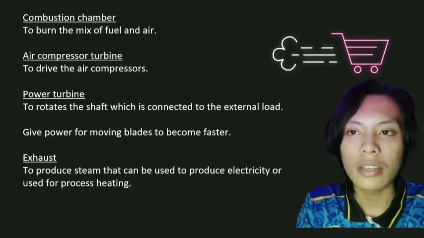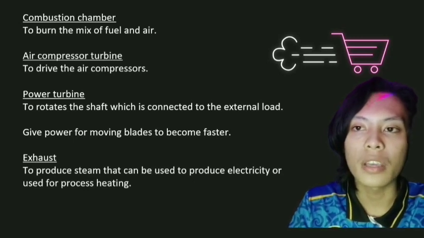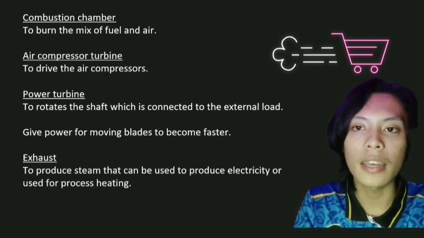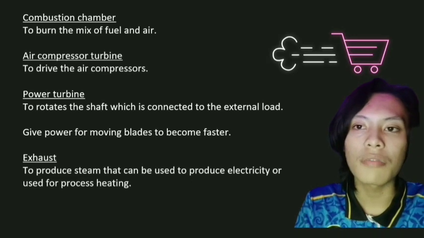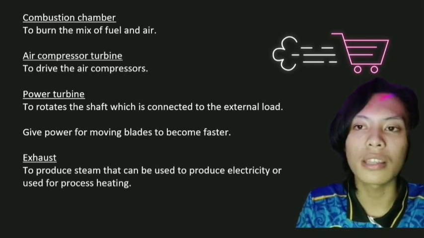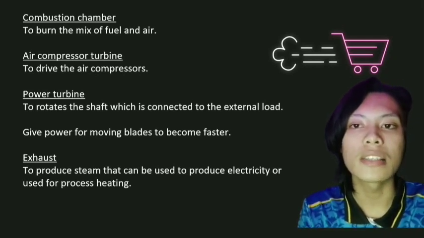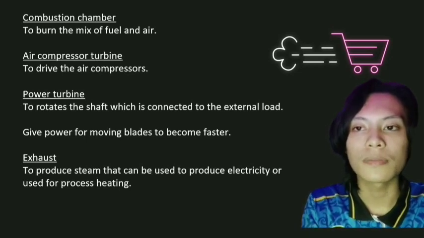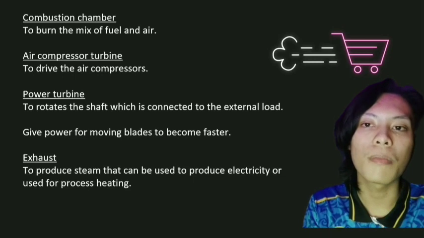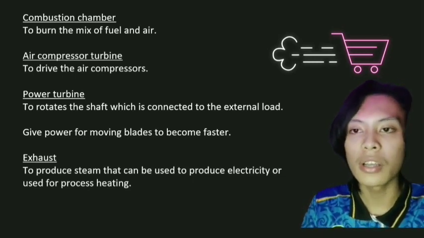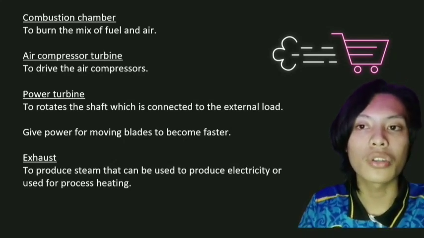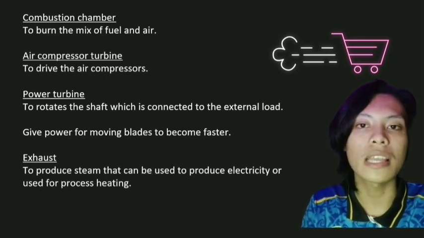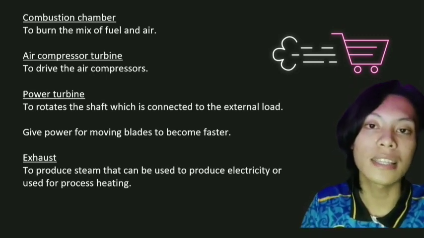The fourth is the combustion chamber, which burns the mix of fuel and air. Next we have the air compressor turbine, which drives the air compressor. Next, the power turbine rotates the shaft, which is connected to the external load. It also gives power to the blades to move faster. Lastly, we have the exhaust, whose function is to produce steam that can be used to produce electricity or for process heating.